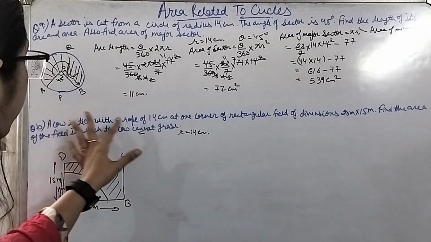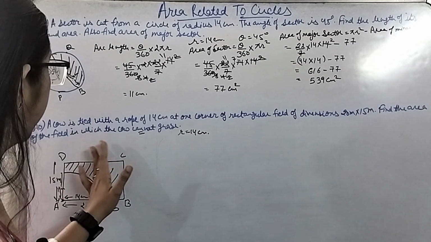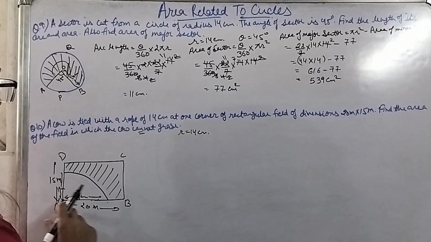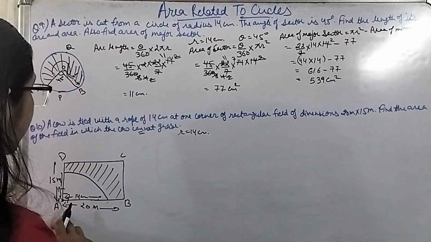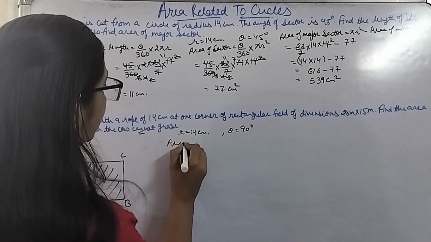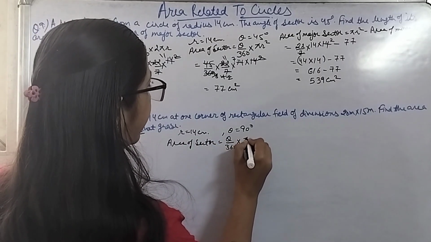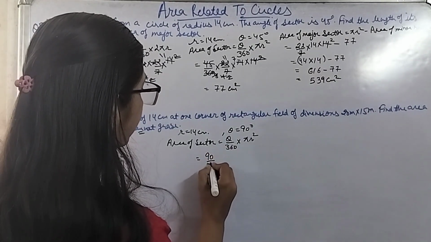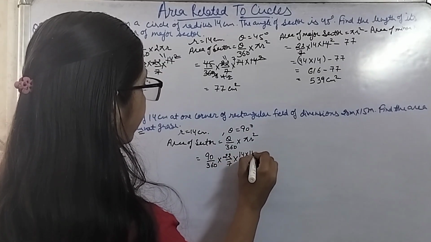So what we can do is, from the area of the whole rectangle, we can subtract the area of this sector. If we subtract the area of the sector from the area of the rectangle, we will get the required area. Over here we know that in a rectangle all the angles are 90 degree. That means the central angle is 90 degree. And area of sector we can find by the formula: theta over 360 multiplied by pi r square. So theta is 90 degree over 360 multiplied by pi, which is 22 by 7, and r is 14 multiplied by 14.